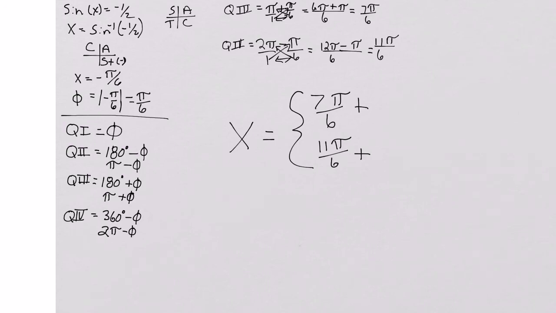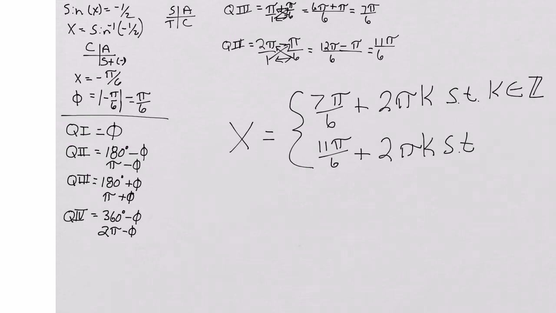So we're simply going to do the coterminal angles, 2 pi k, such that k is an element of the integers. And we do the same thing on the bottom. 2 pi k such that k is an element of the integers. This right here is the answer to sine x equals negative 1/2, the general solution answer.